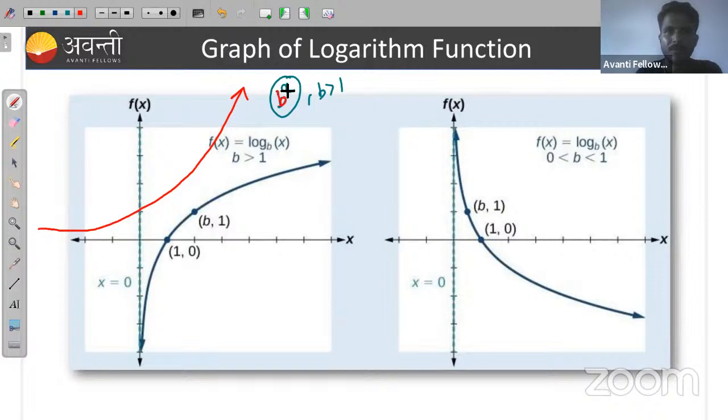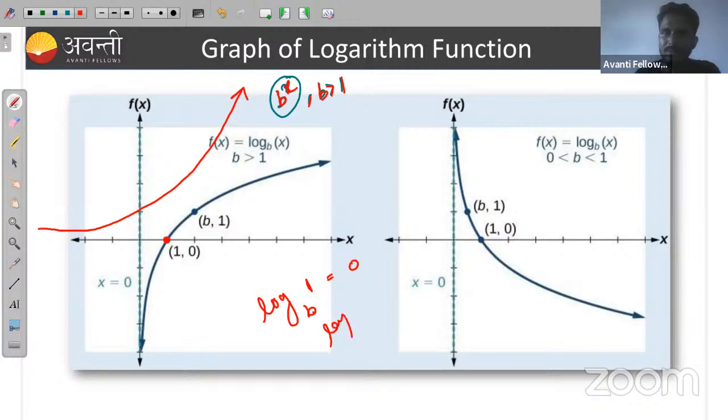If b to the power x, where b is greater than 1, okay. Similarly, the log graph, if b is greater than 0, will look like this. The value of log 1 is 0, right? Whatever the base, what will log 1 be? You ask yourself, b to the power what will be 1? 0. b to the power 0 will be 1.